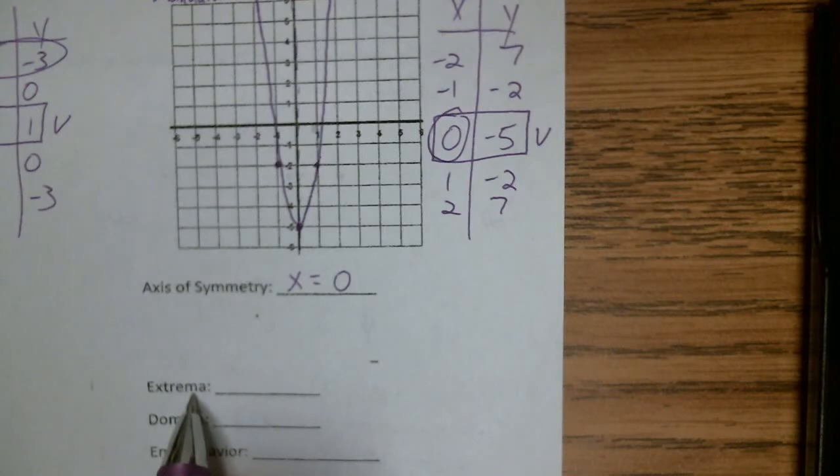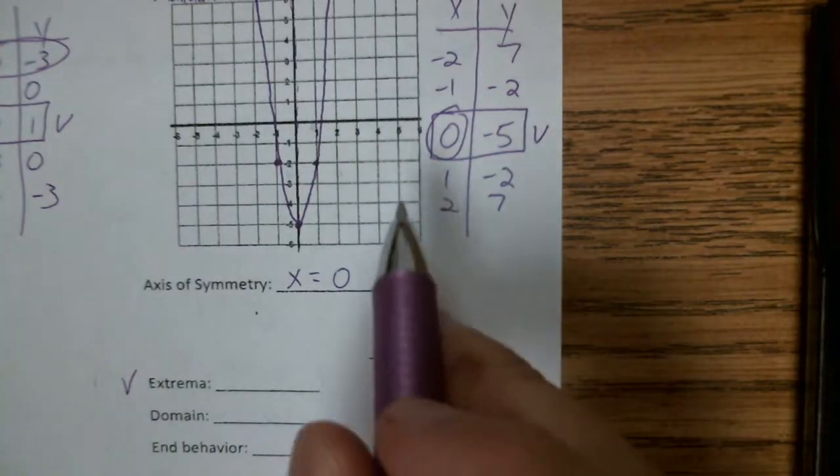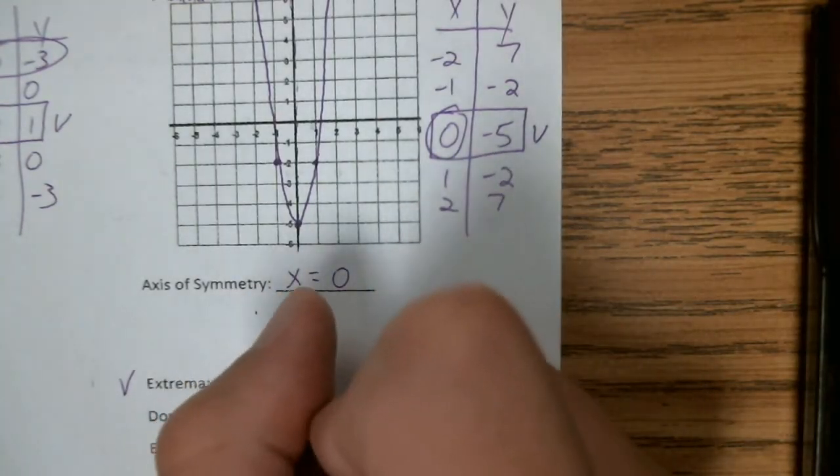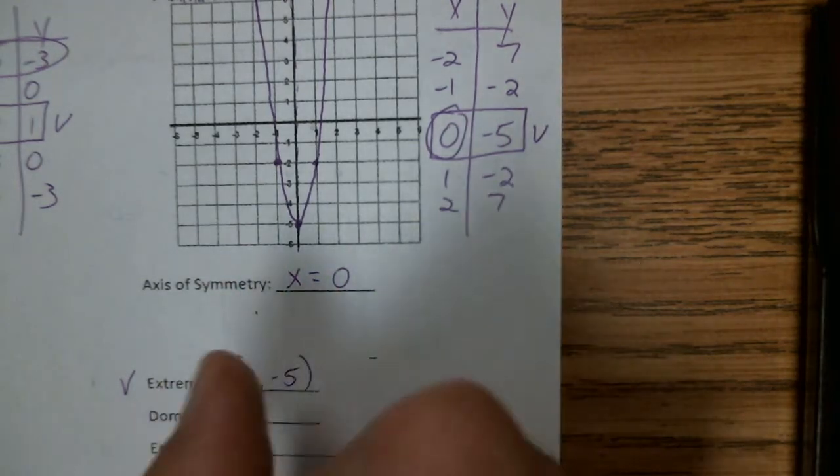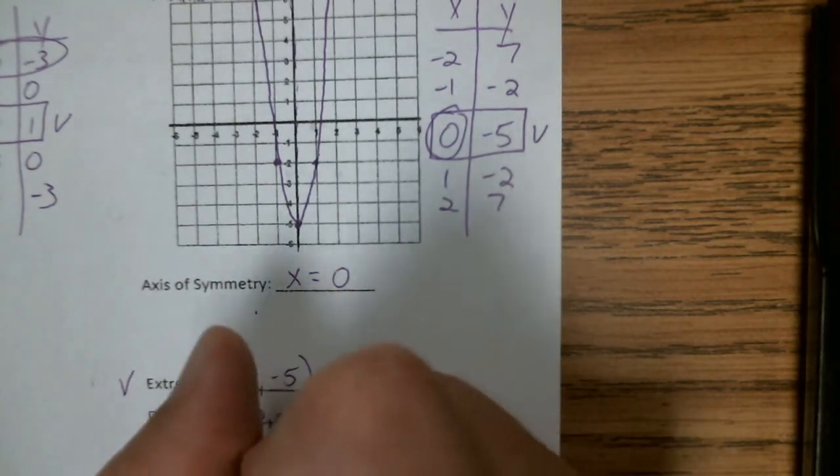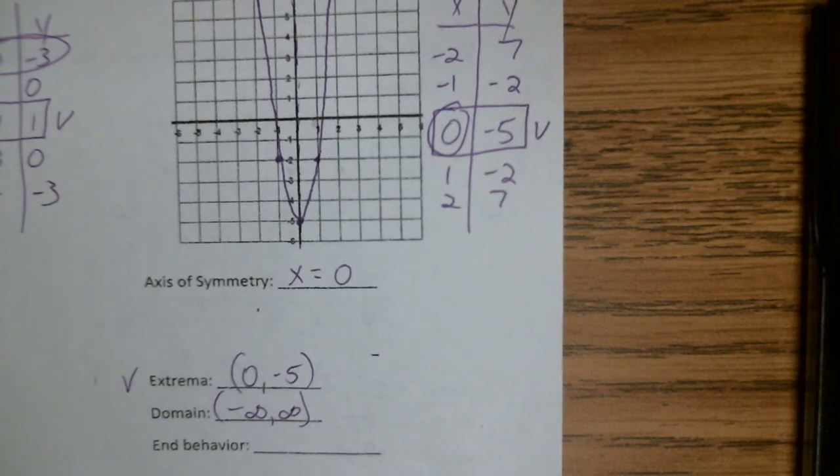Extrema is just another word for vertex. V for vertex. That's 0, negative 5. Domain is always, don't even look, don't even think about it. Domain is always negative infinity to infinity.